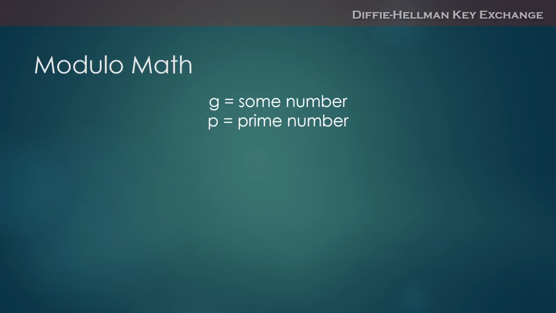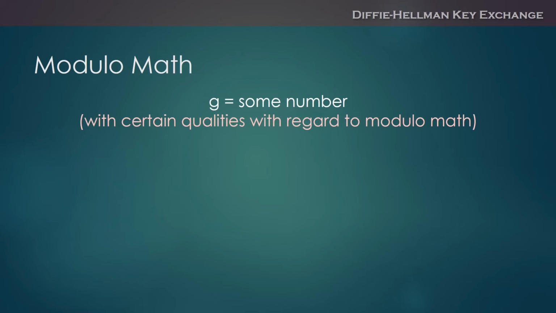The Diffie-Hellman Key Exchange starts with two numbers, G and P. G is just some number and P is a prime number. Now G isn't just some number, it has certain qualities with regard to modulo math, but we're not going to get into that here right now. Just for the time being, you can just choose 2, 3, or 5 to do tests with this method.